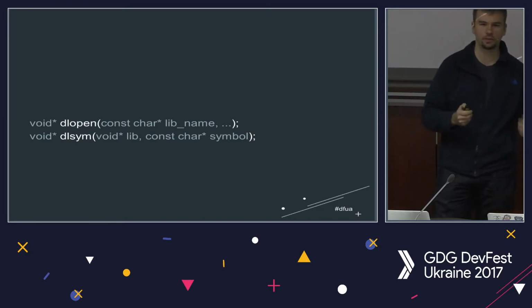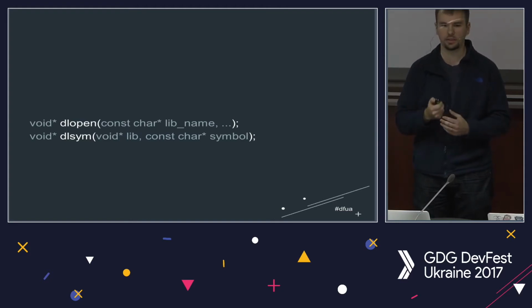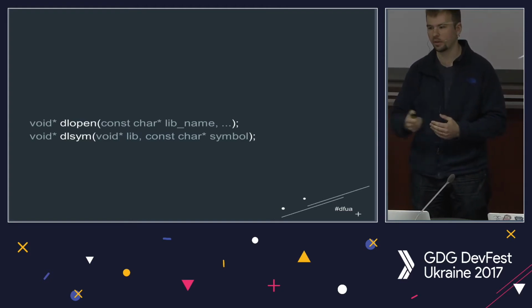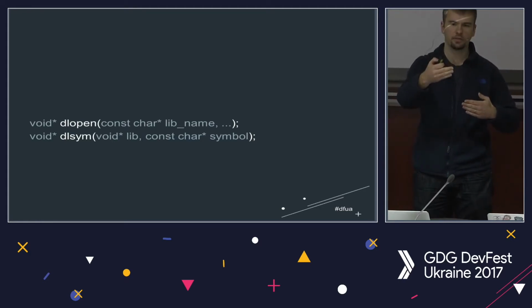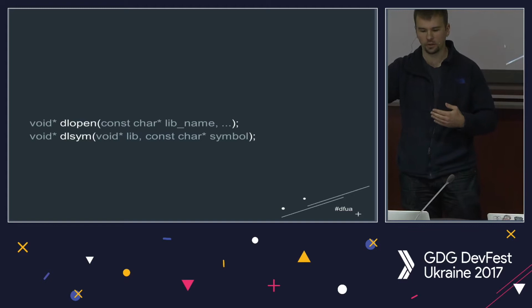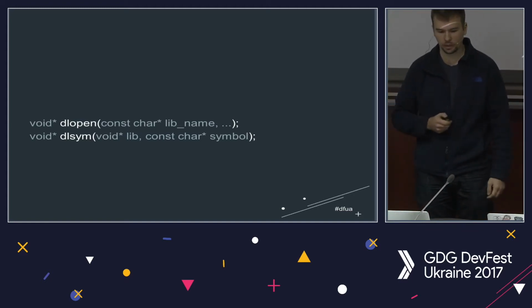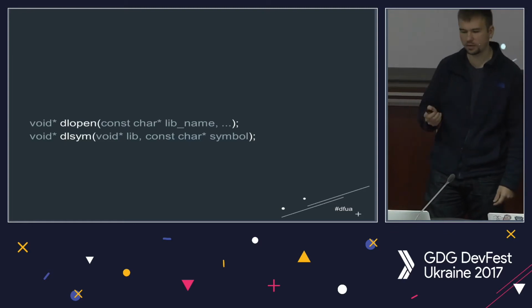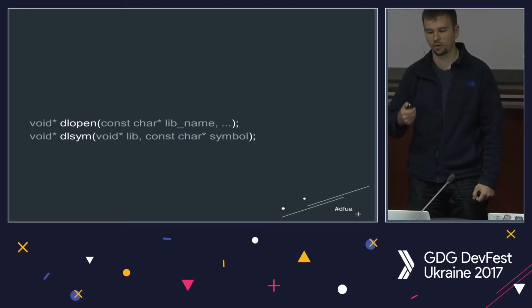There are times when neither static nor dynamic linking are appropriate. For example, if you want to conditionally use a set of libraries. So use library A if it exists, otherwise use library B if it exists, otherwise use library C, and so on. Neither static nor dynamic linking are appropriate for this. So what do? Well, there's a POSIX function called dlopen. It allows us to invoke the loader programmatically.